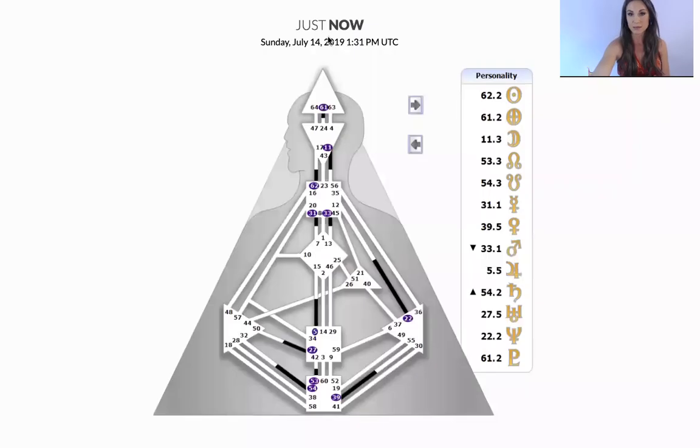So what I do is I just go to Jovian Archive and I tap "just now," and then the chart comes up. Then we start looking at what's activated in the chart. So now we can see that the Sun is in 62.2, the programming partner is the 61, which is the Earth, and we are in the line 2.